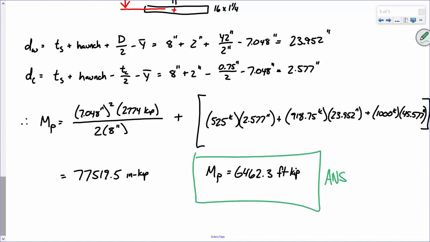Okay. Now this is MP. Let's look at MY. Now, in order to compute MY, we got to go back to our moments. So let's look at MY for a composite beam. Do I need to go back at all, though? Does everybody have all that?